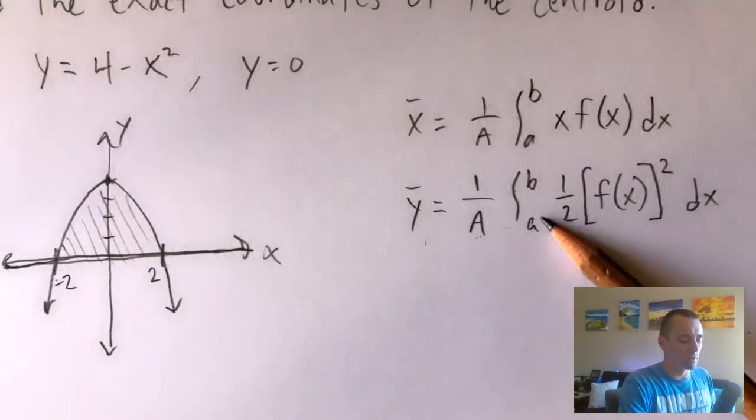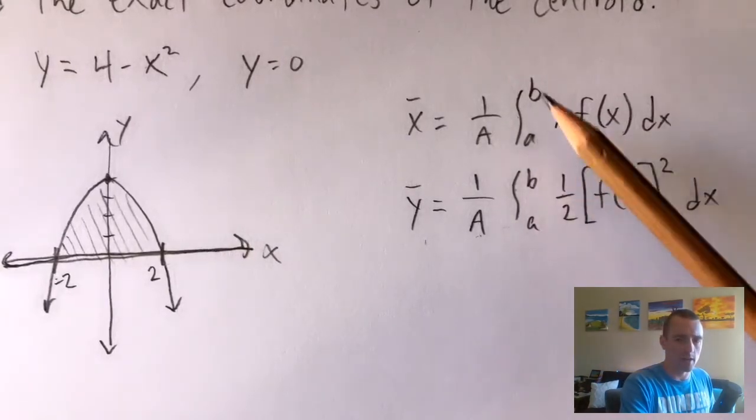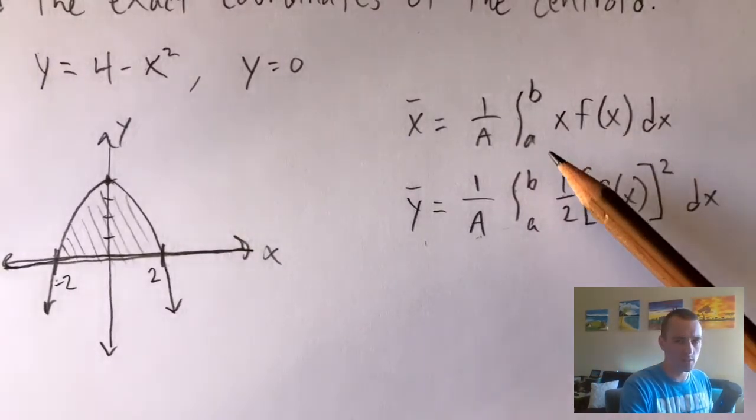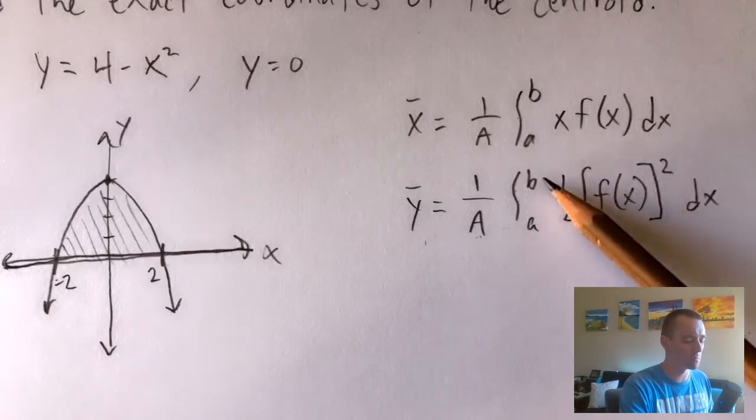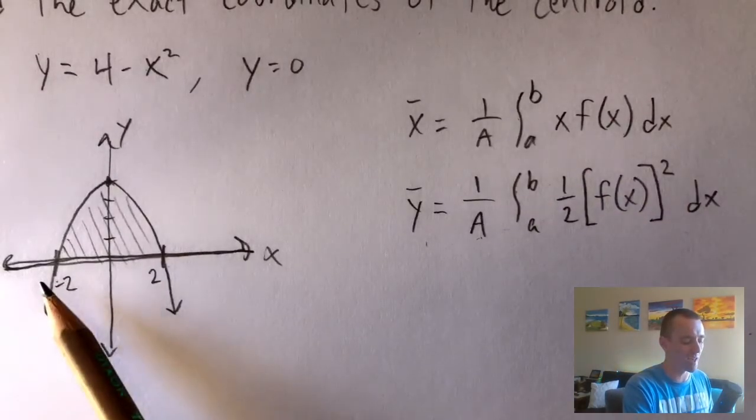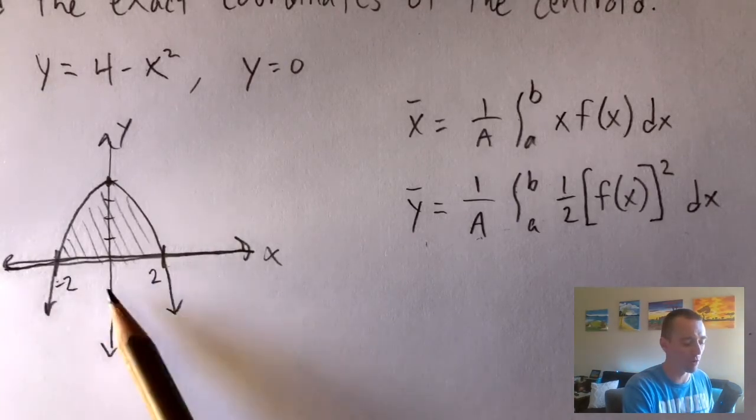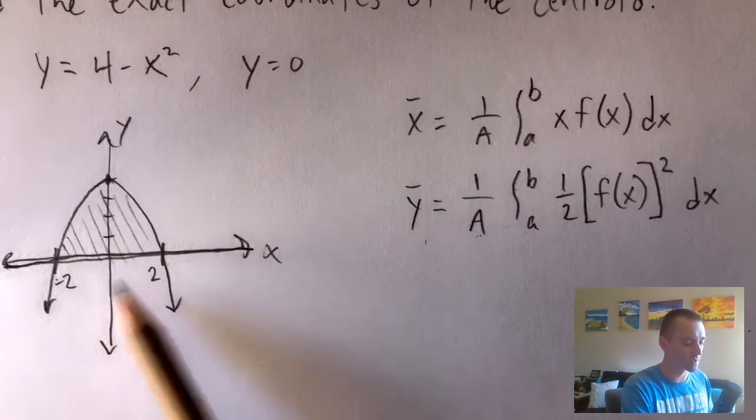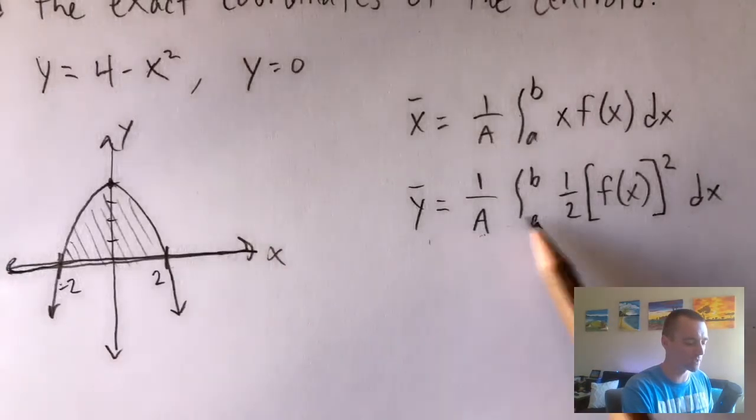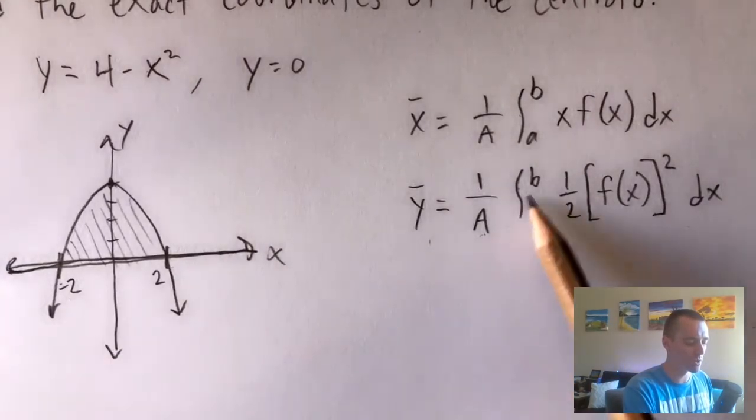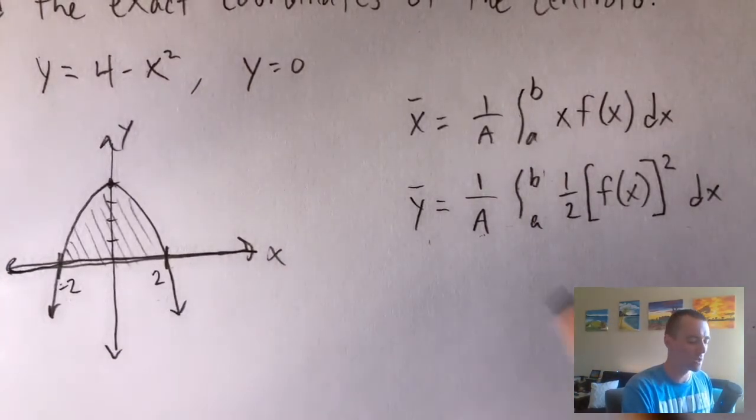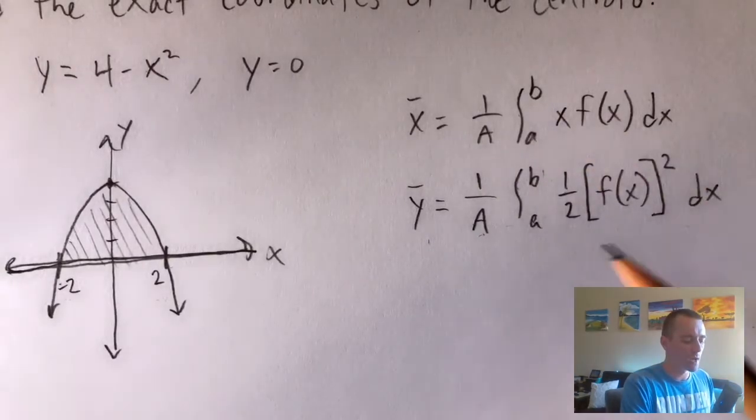Then we have the bounds of our integrals, the a and b. It's going to be the same for both of these. Those bounds of the integral are basically just going to be the x values that are the left and right edge of our area or our region. So in this case, little a, the lowercase a, is going to be -2, b is going to be +2, and that'll be true for both of those.